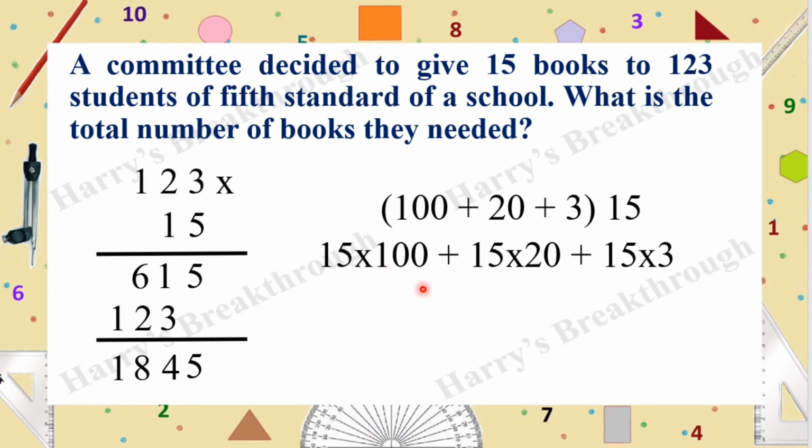How much is 15 into 100? To multiply a number with 100, let's put 2 zeros. So 15 into 100, 1500. And 15 into 20, how can we do this? First, let's multiply 15 with 2. 15 into 2 is 30. And 1 zero here, so 300. Then 15 into 3, 45. And let's add these three numbers. Then we will get 1845. So the answer is the same in both of these methods.